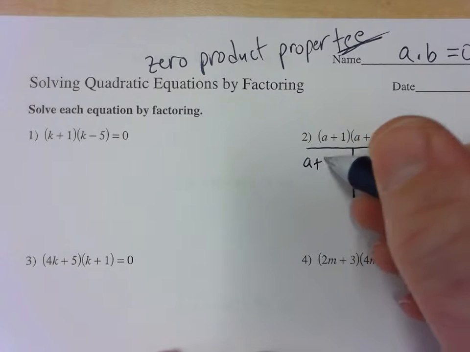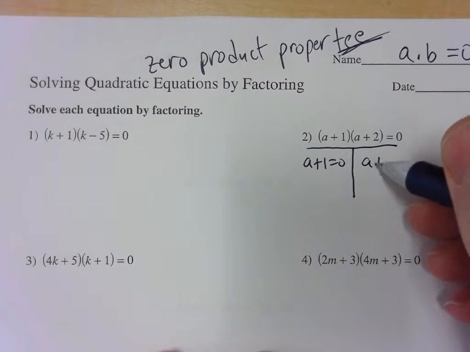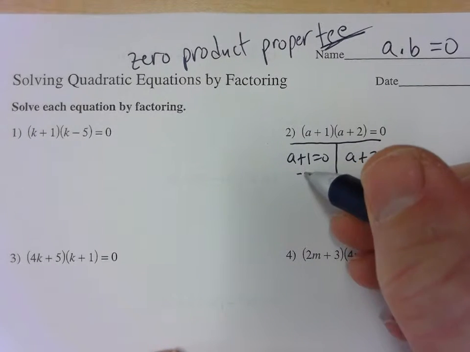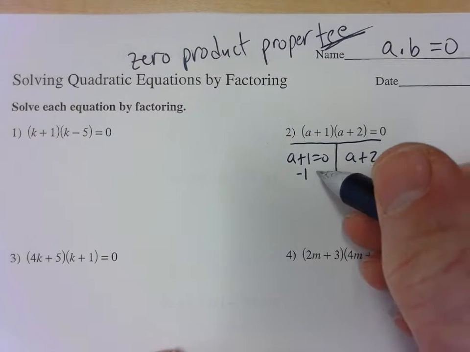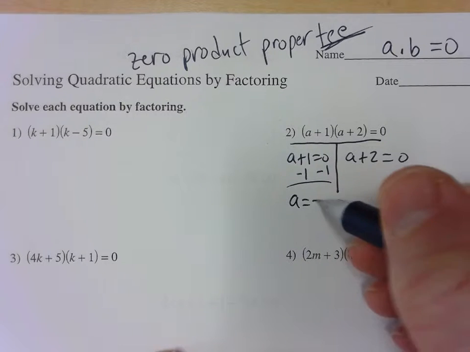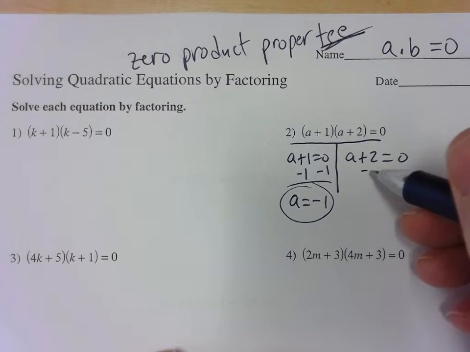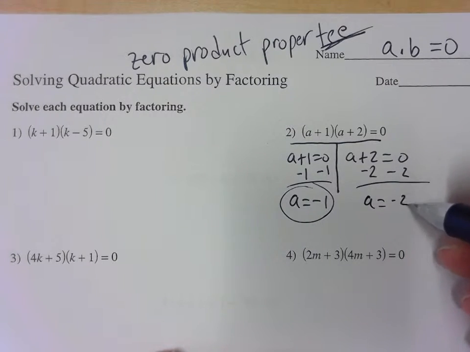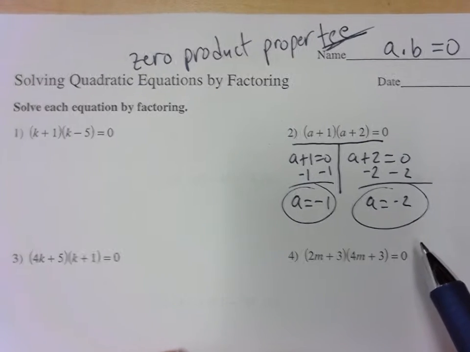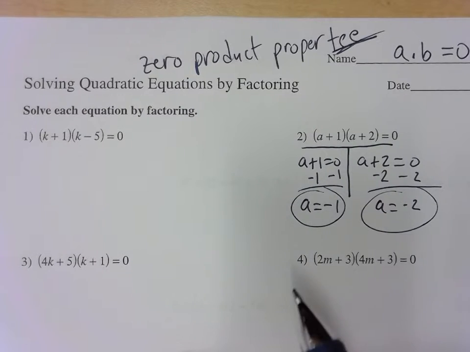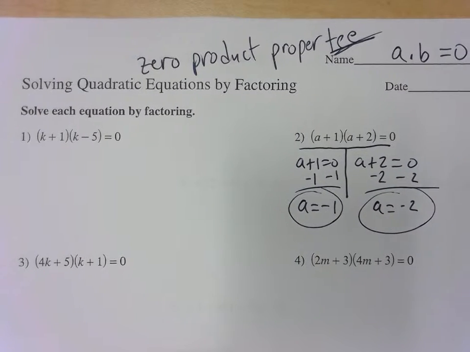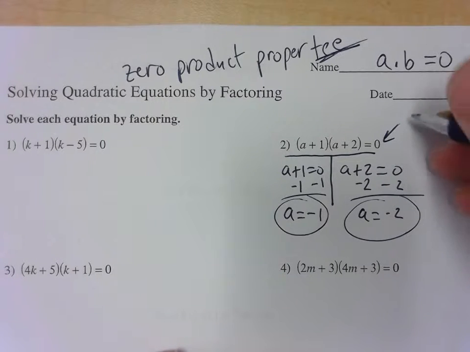So A plus 1 is equal to 0. A plus 2 is equal to 0. And you're going to get two answers out of this. So subtract 1 over, and we get A is equal to negative 1. Okay, subtract the 2 over, and we get A is equal to negative 2. So I have solved this quadratic by factoring, but I didn't have to factor this one because it was already factored.